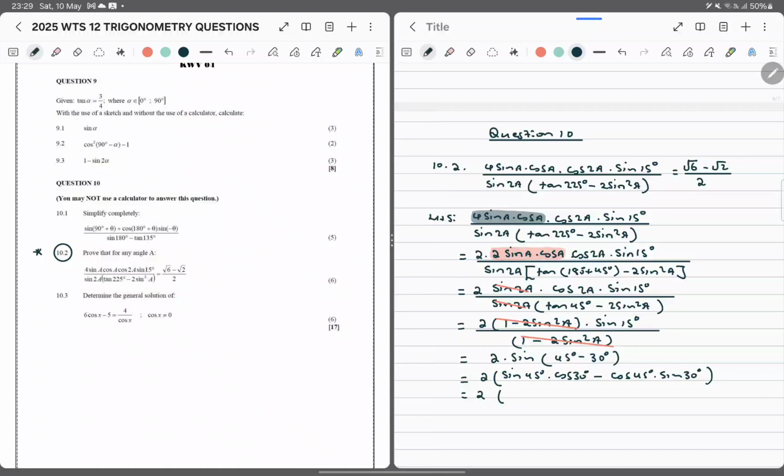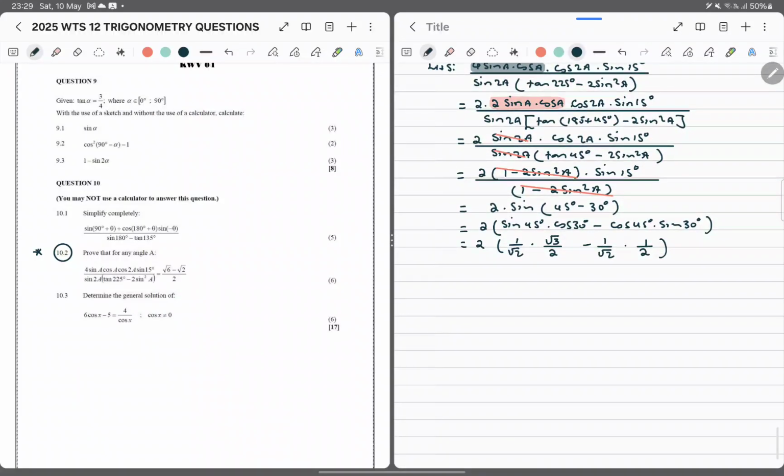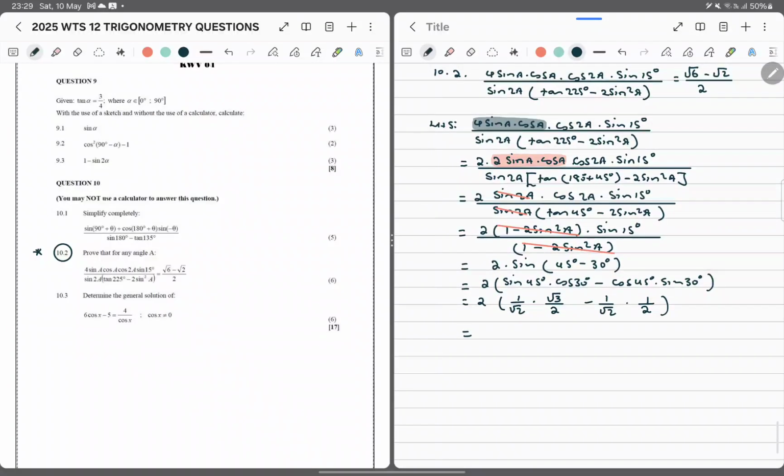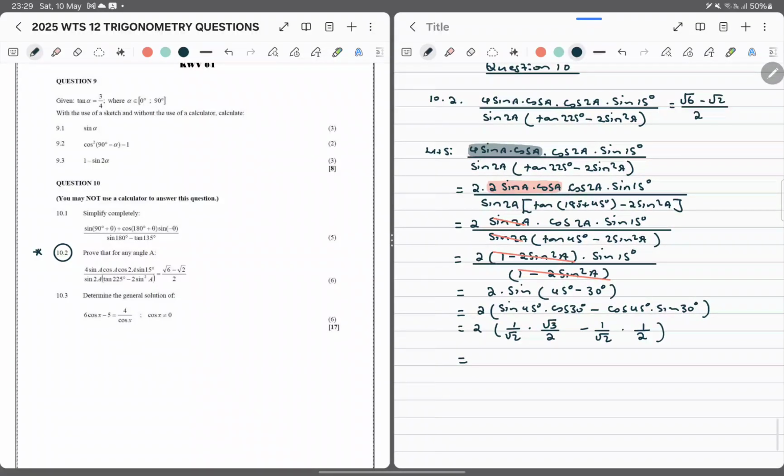2 into sine 45 is 1 over square root 2 times cos 30 is root 3 over 2, minus cos 45 is 1 over square root 2 times a half. Okay, this one is also a naughty one. Well, let's just simplify before we do things.